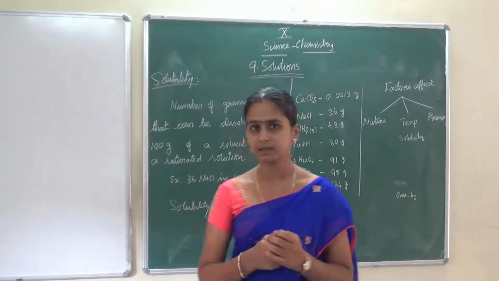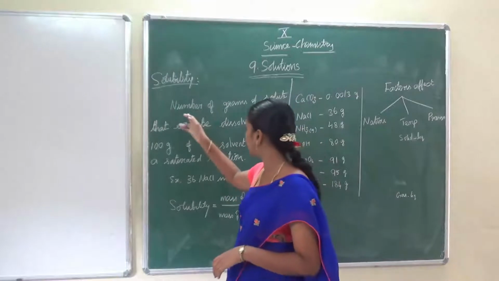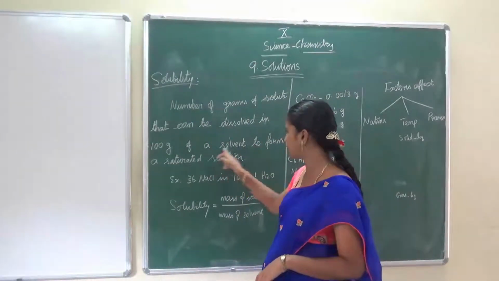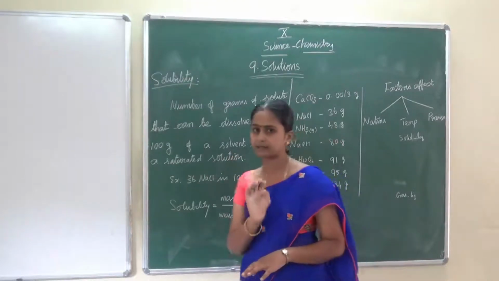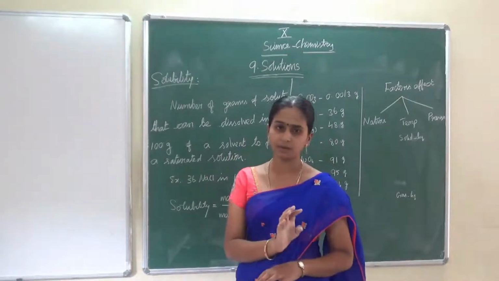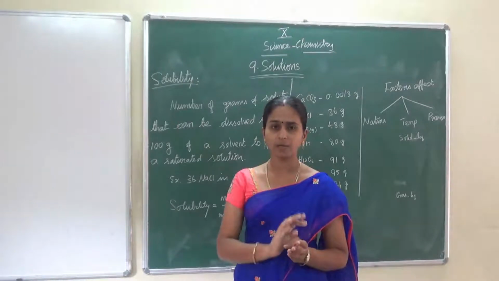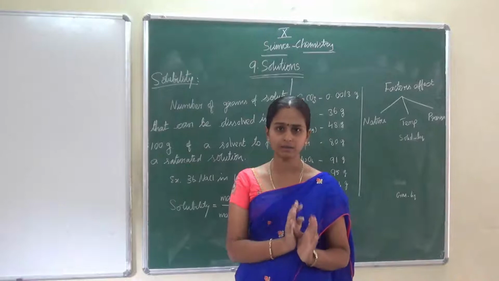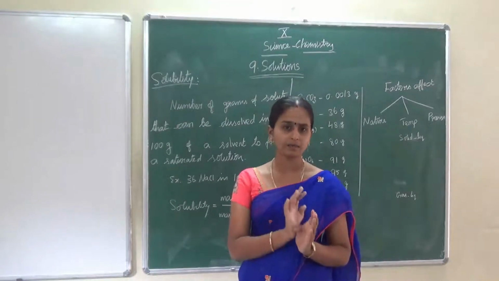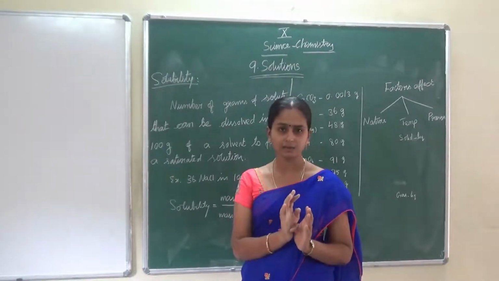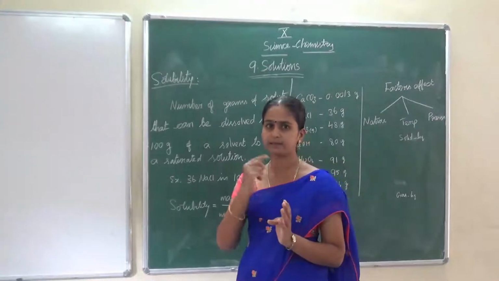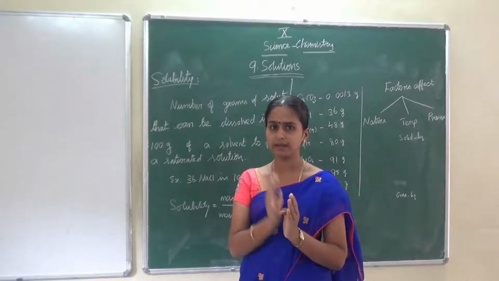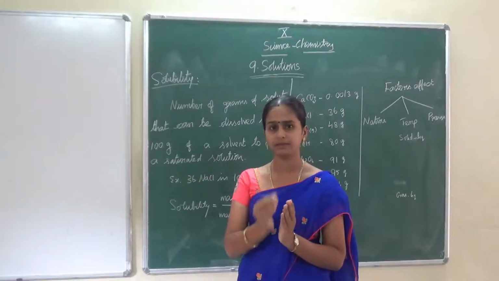Here is a two-mark question. Definition for solubility: the number of grams of solute that can be dissolved in 100 grams of solvent to form a saturated solution. That is called what? Solubility. To form a saturated solution means no more solute can be added to the solution. Such solutions are called saturated solutions. To attain saturation, how much solute do we have to add? That is called solubility.